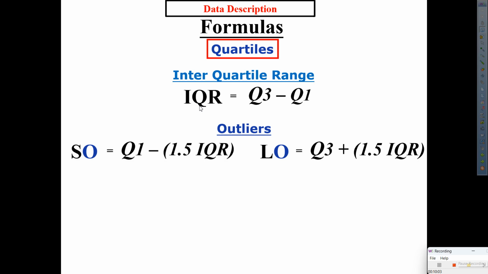So do we know what IQR stands for? Yes, interquartile range. How do we find that? Q3 minus Q1. Have we been doing that before? Yes. How about checking for outliers? Small outlier, do we know what Q1 is? Yes. And do we know what IQR is? Yes. So all the components we already know. Okay? So now let's apply that to a problem. So copy this one, please, on your screen.